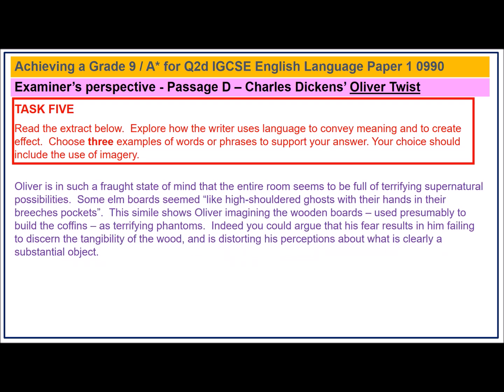Oliver is in such a fraught state of mind that the entire room seems to be full of terrifying supernatural possibilities. "Some elm boards seemed like high-shouldered ghosts with their hands in their breeches pockets." The simile shows Oliver imagining the wooden boards, used presumably to build the coffins, as terrifying phantoms. Indeed, you could argue that his fear results in him failing to discern the tangibility of the wood and is distorting his perceptions about what is clearly a substantial object.